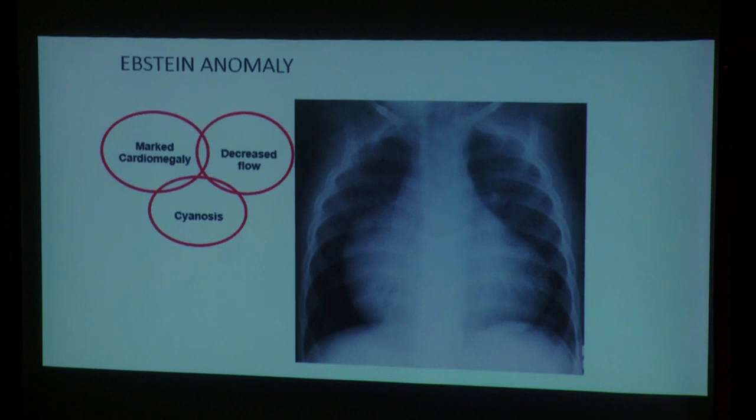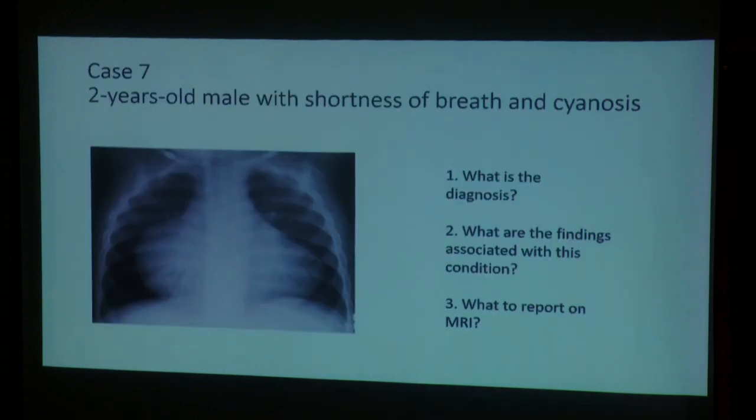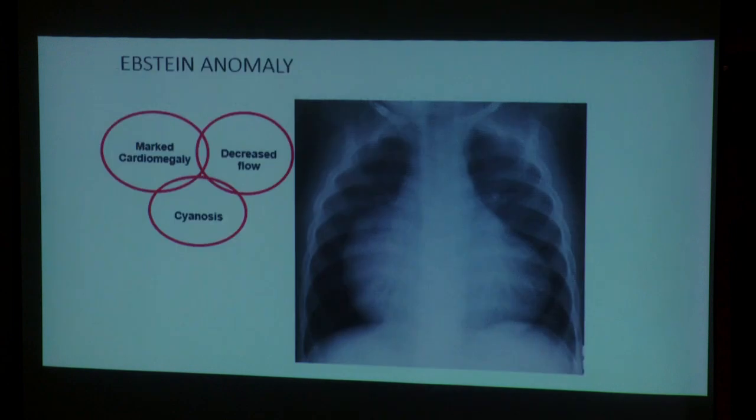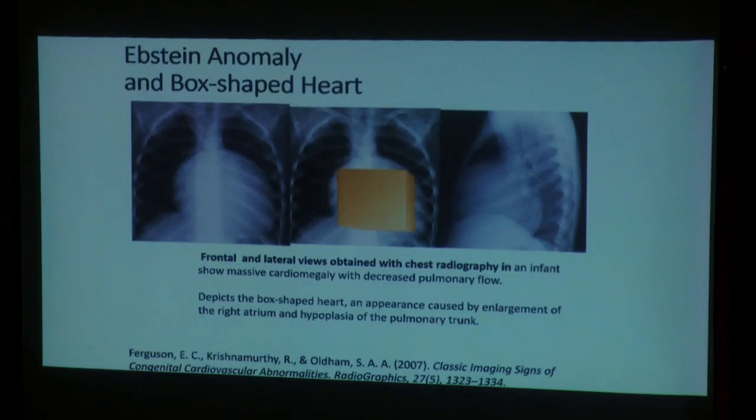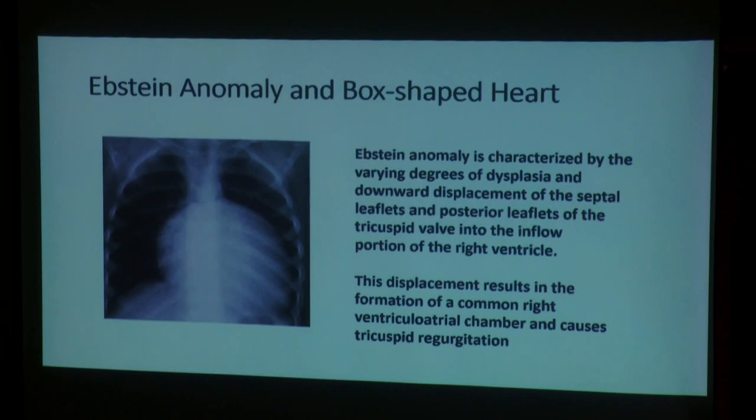There is marked cardiomegaly. There is no shunt vascularity, you don't see much of pulmonary vessels. There is decreased flow. Whenever there is marked cardiomegaly, decreased pulmonary flow and cyanosis, always think of Ebstein. It shows a classical box-shaped heart. It's a classical Ebstein's.